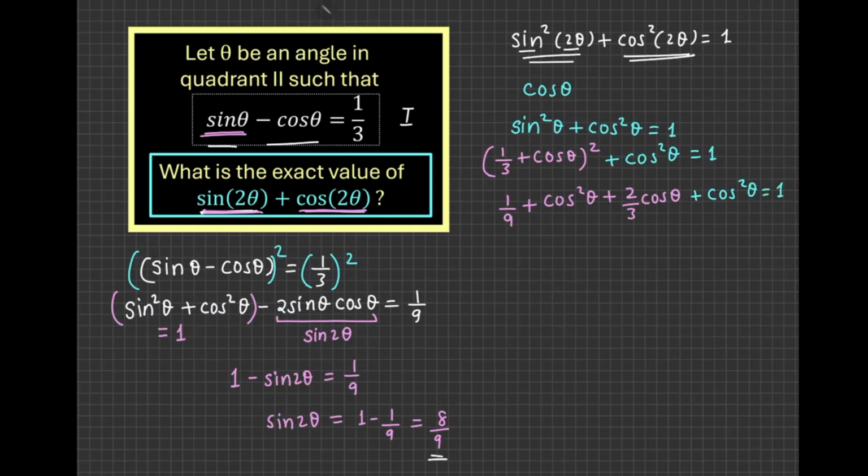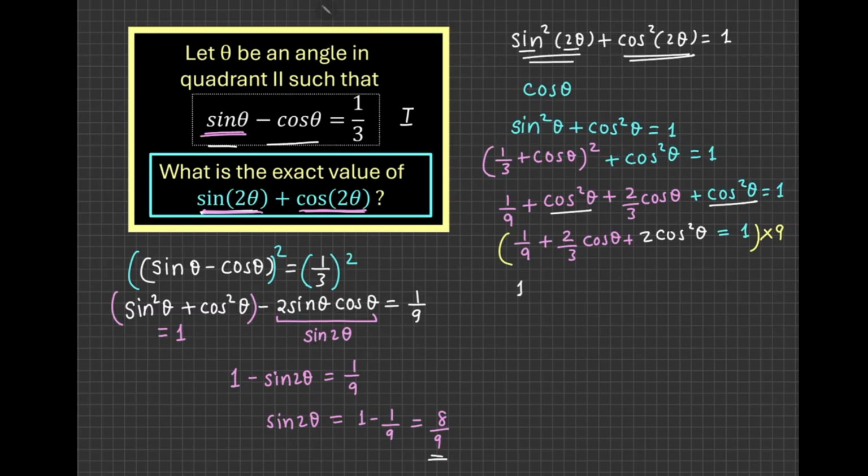Now look here. This cosine squared theta plus cosine squared theta, what does this give us? This gives us 2 cosine squared theta. Okay. And there's this 1 here. What else do we have? We have this 1/9 plus 2/3 cosine theta. Next thing we're going to do is multiply this whole equation by 9.